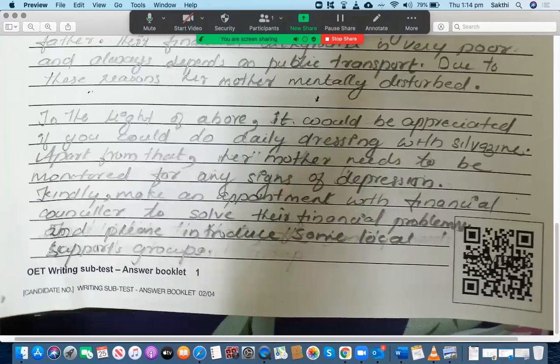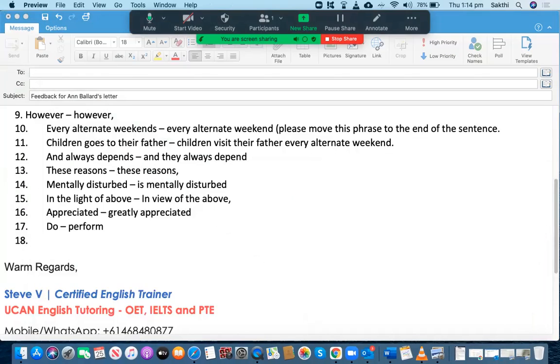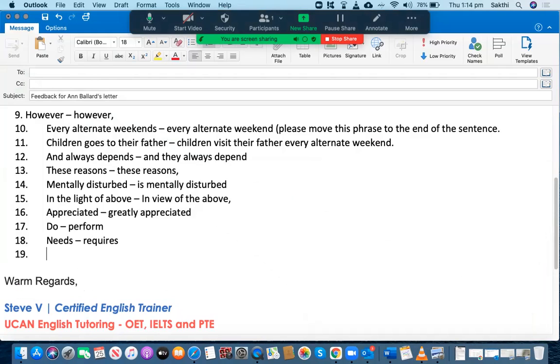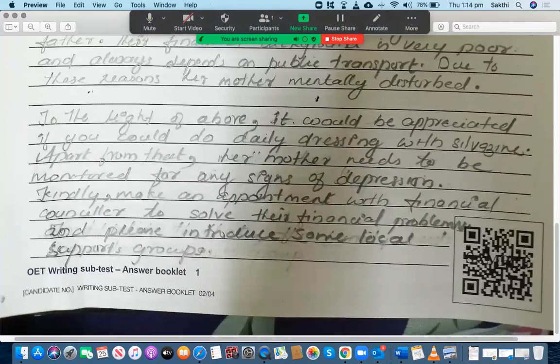Apart from that, that's okay. Her mother needs to be monitored. It's not good to use needs. Requires to be monitored. Okay, that's much better. She requires to be monitored for any signs of depression.